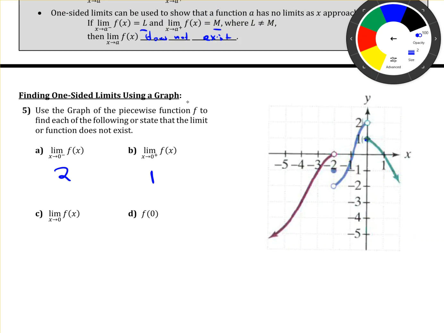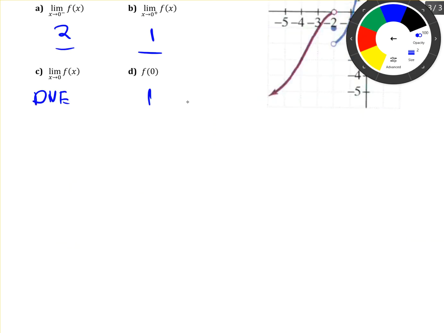Limit as x approaches 0, well, these two guys don't match, so that does not exist. Looking at this, again, from the right side I'm pointing here, from the left side I'm pointing here. My arrows are not pointing at the same number, so therefore it does not exist. f of 0 is equal to 1 though. So the limit does not exist, but the function does in this case, because that's a filled in circle there. And that's our introduction to limits.